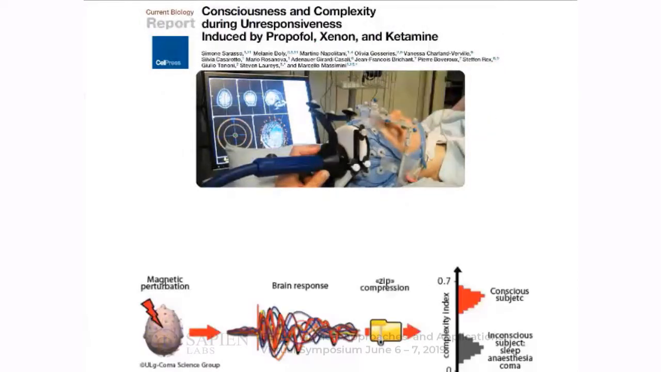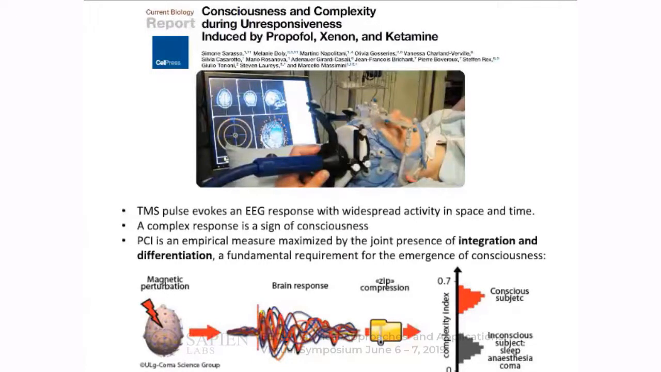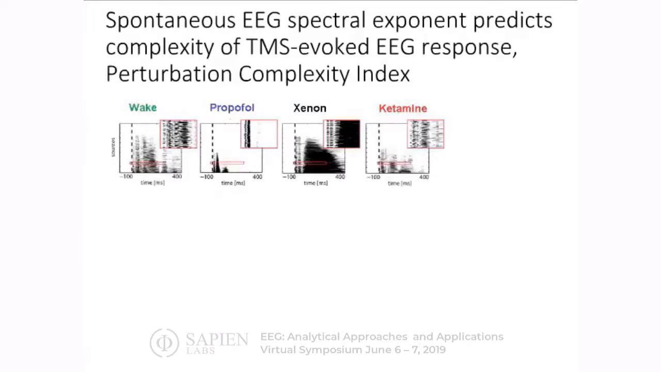We have not so much time to introduce the concept of TMS, but basically there is this algorithm that is able to compute the complexity of brain responses evoked by transcranial magnetic stimulation, called the Perturbational Complexity Index. The idea is that PCI is a measure that maximizes the joint presence of integration and differentiation, and this is a theoretical requirement for the emergence of consciousness.